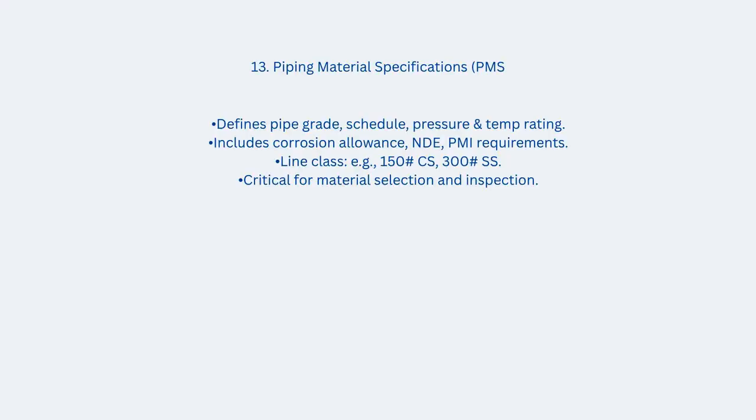13. Piping material specifications, or PMS. Large industrial projects follow a piping material specification, known as PMS. It includes pipe grade and schedule, operating temperature and pressure rating, corrosion allowance, required testing like NDE or PMI, and line class coding, for example, 150-pound carbon steel or 300-pound stainless steel. Every piping engineer and QA/QC inspector must understand PMS before execution or inspection.